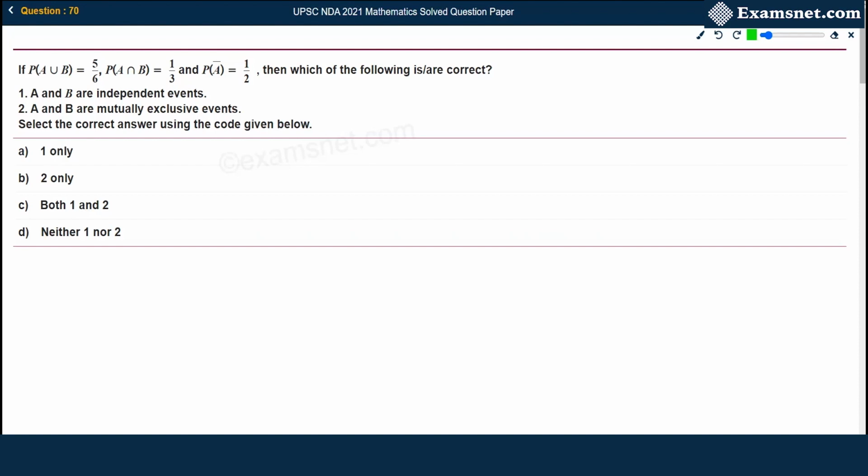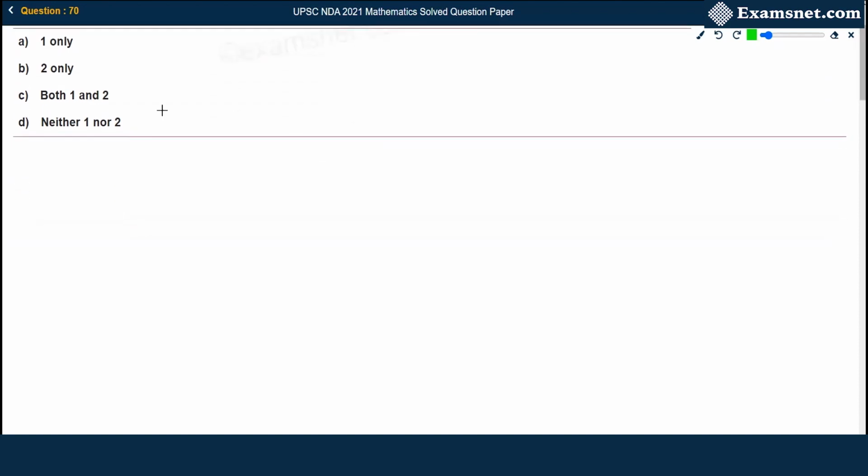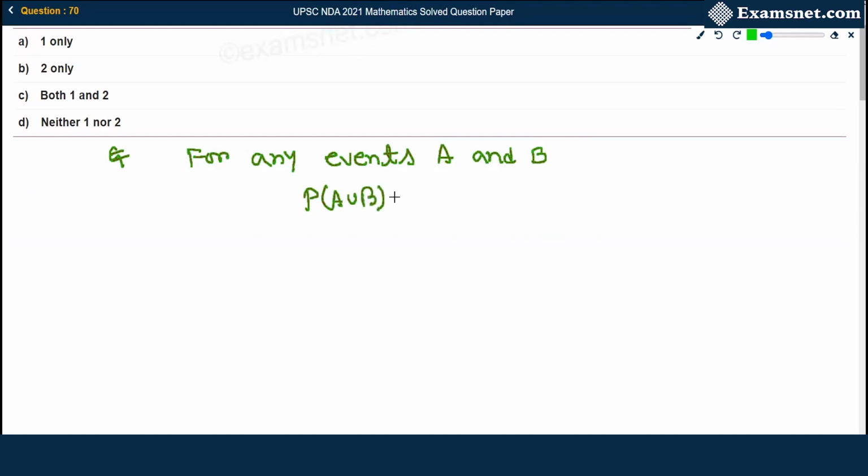Okay, so let's check. First of all, let me discuss the concept first. For any events A and B, probability of A union B will give us the value of probability of A plus probability of B minus probability of A intersection B.